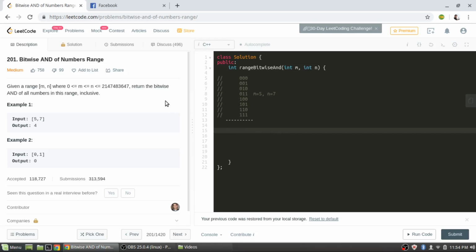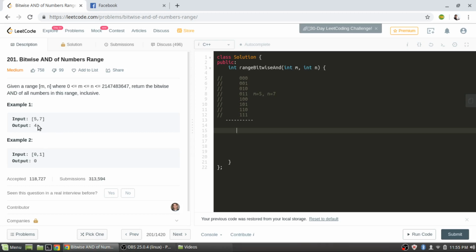In this video I'll be talking about bitwise AND of numbers range. In this problem we are given two integers m and n, and m and n can go up to 10 to the power 9. You need to tell the bitwise AND of all the numbers from m to n. So this is the test case: m equals 5, n equals 7.